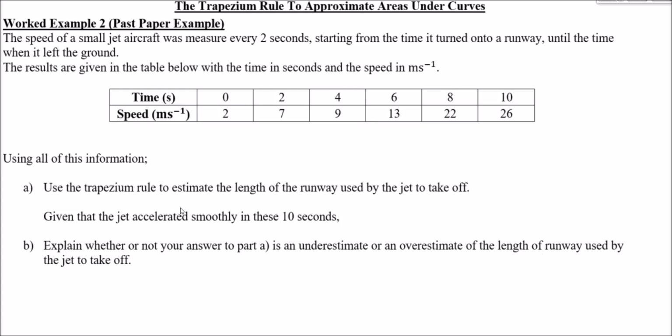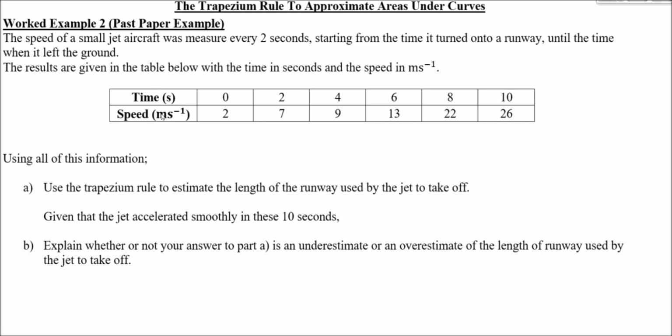I'm going to read part B as well before going on to it. It says, given that the jet accelerated smoothly in these 10 seconds, explain whether or not your answer to part A is an underestimate or an overestimate of the length of the runway used by the jet to take off. I wanted to include this example because it's potentially very confusing. Nowhere in this table does it say anything about lengths. In fact, it's not even particularly obvious to some people this would be a trapezium rule question at all.